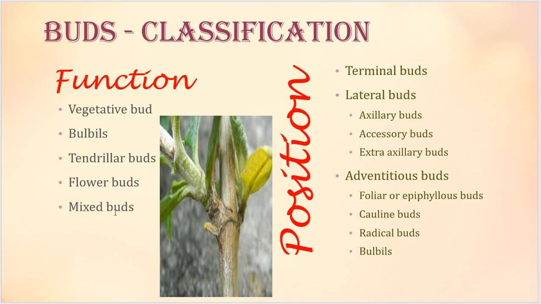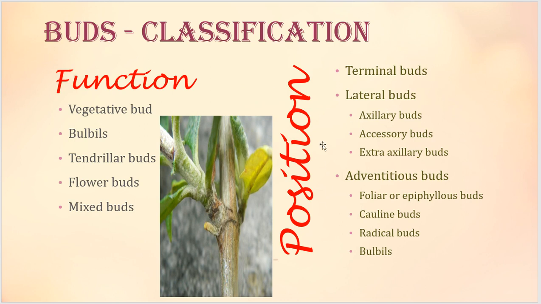For example, in rose, you can see that mixed buds would be produced, which will produce a long stem, and then from the tip of the stem, flowers will also be there. So they are mixed buds. So buds can be classified under these 5 different types based on the function.